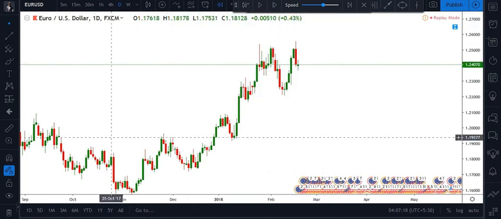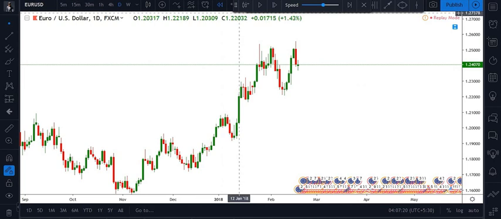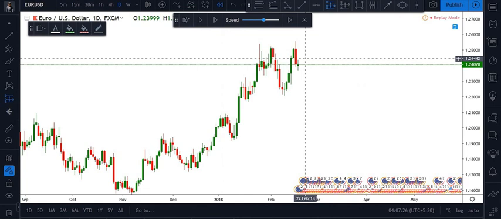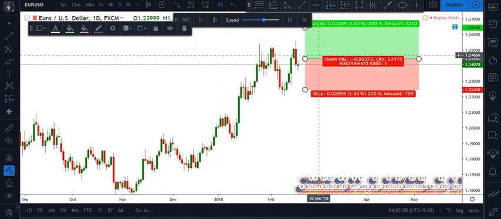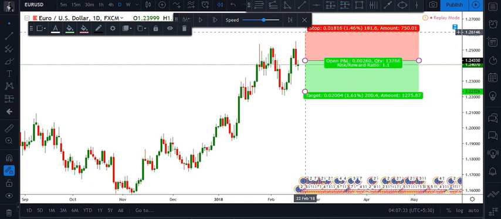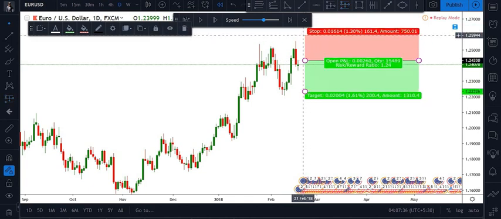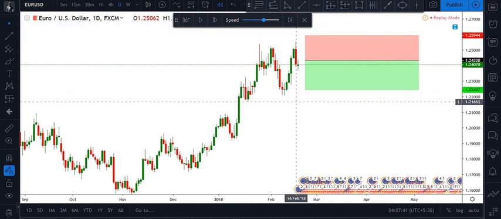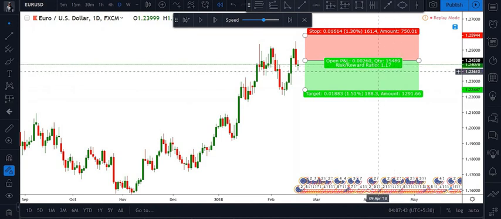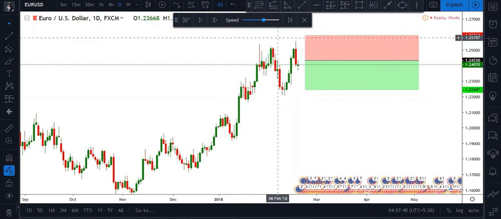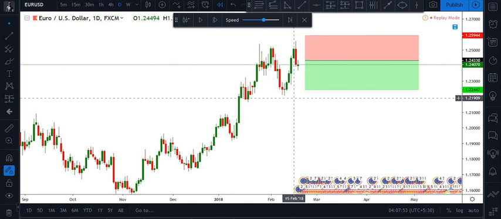Now I'm going to enter this trade. Let's assume that I am entering this trade at this point. I'm going to sell this and my stop loss will be somewhere around here and my target will be somewhere around here, giving me roughly 1 to 1 risk reward, which is good. Then what I want to do is go into my spreadsheet and add this data.